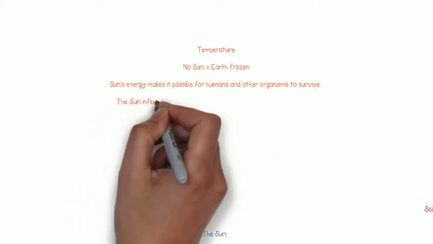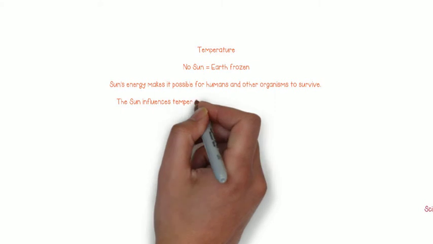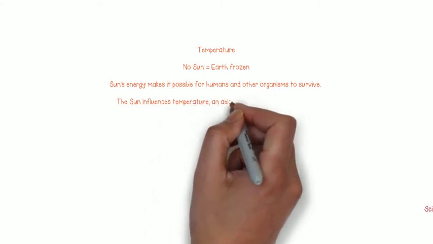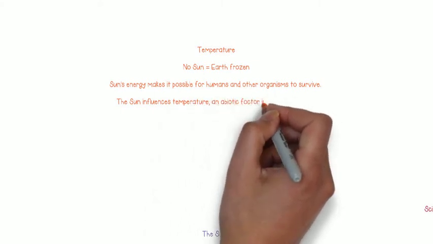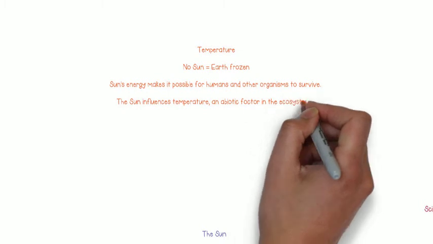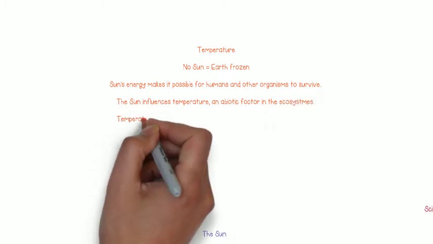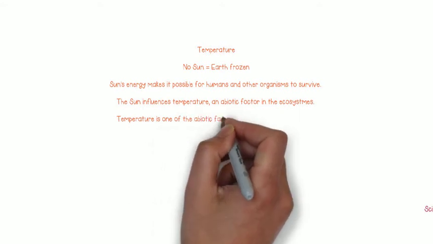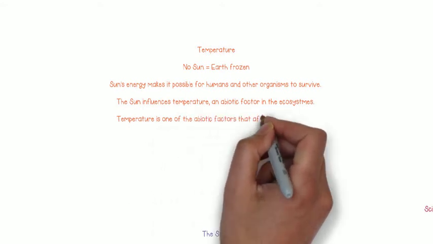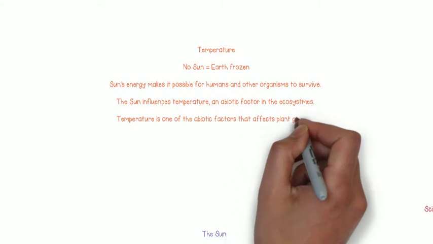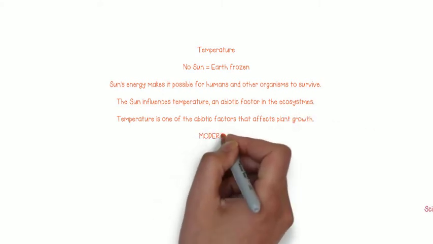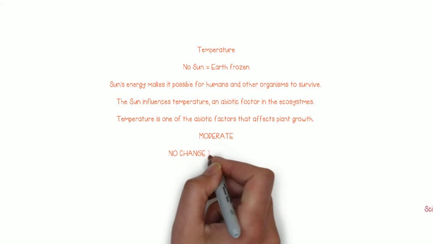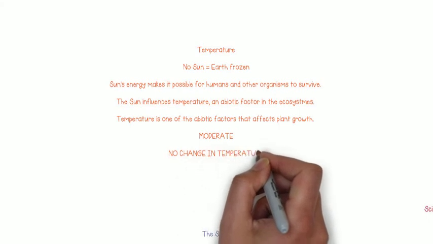Temperature is one of the abiotic factors that affects plant growth. Plants grow best in regions that are moderate, not too cold and not too hot. Plants also grow well when the temperature does not change greatly. This means that daily and seasonal temperatures are consistent. Because there are more plants, regions with constant warm temperatures support the greatest number of living things.